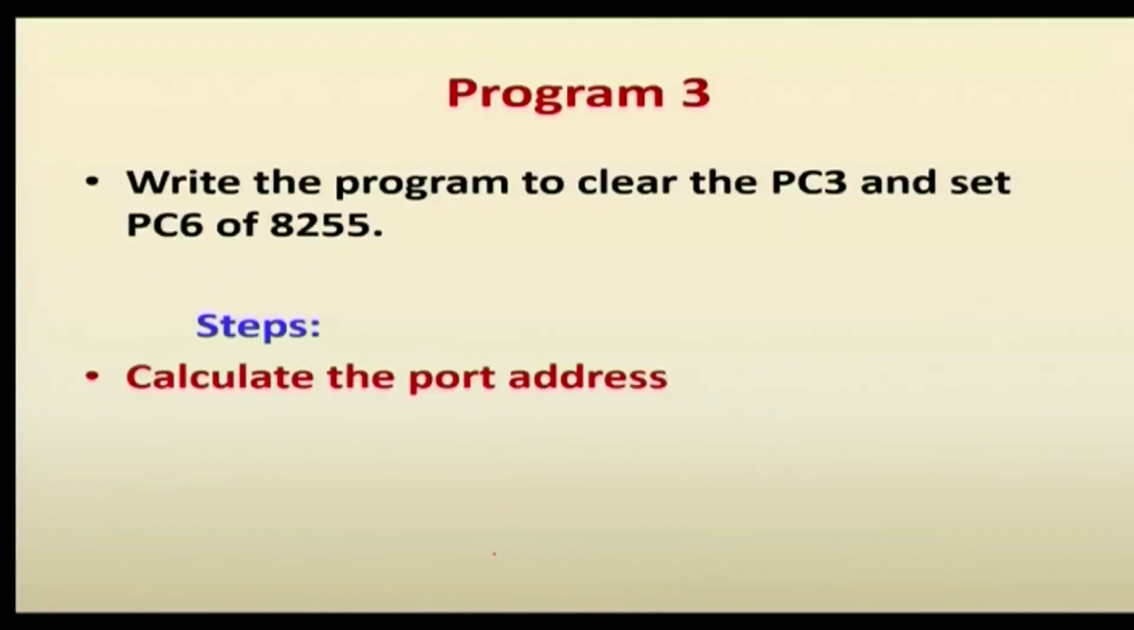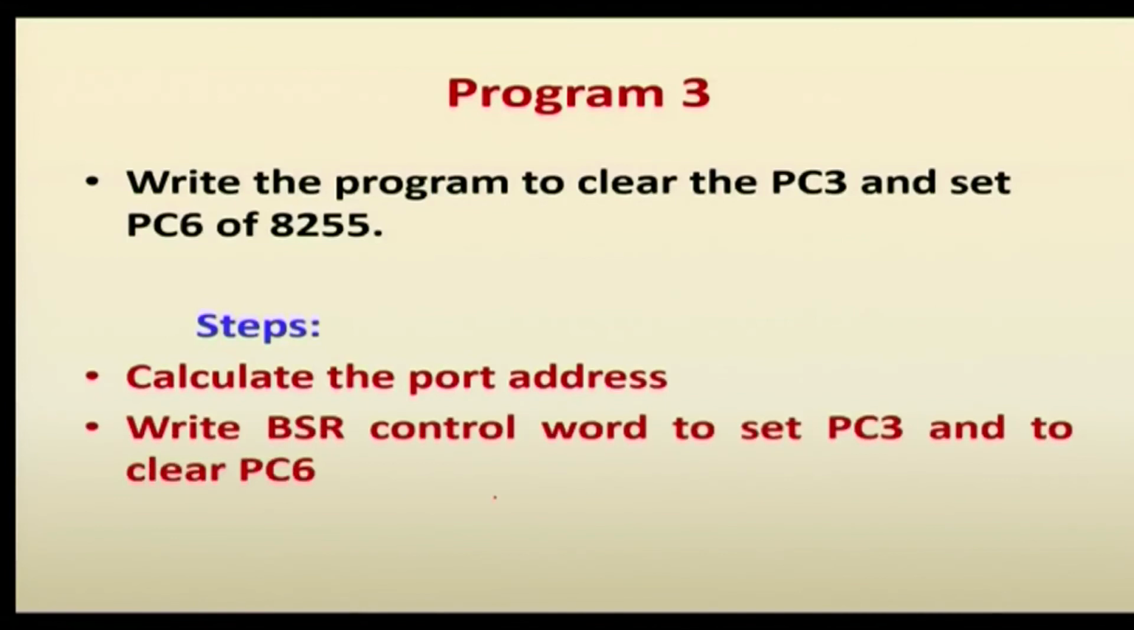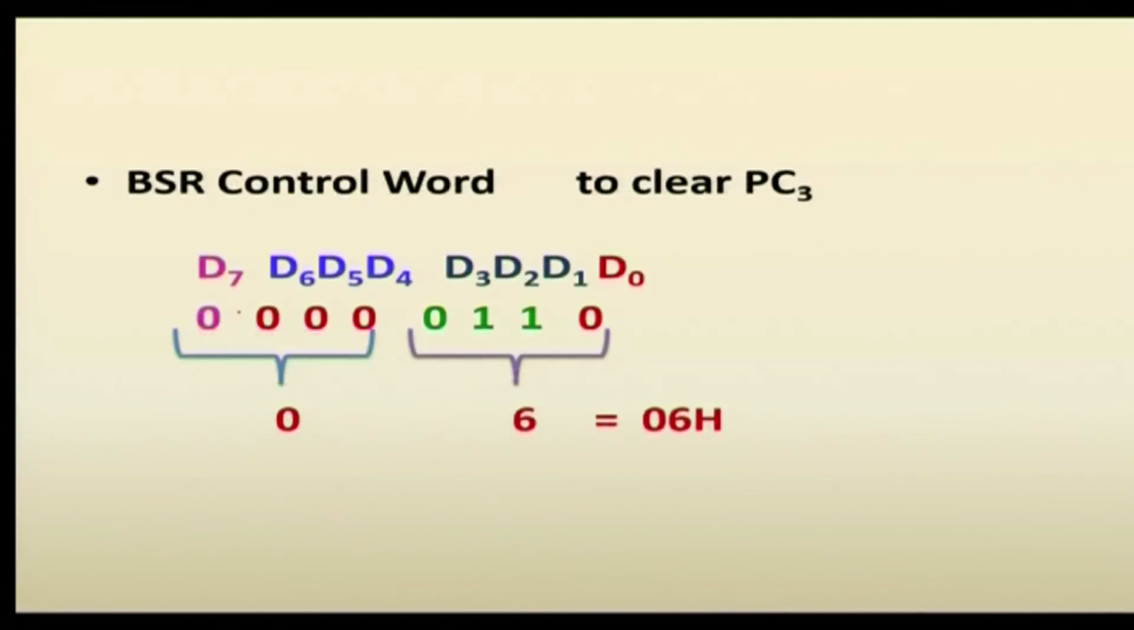The same thing, what are the steps we need to write this program? First we have to calculate the port address, then initialize the BSR control word separately for PC3 and PC6, then write the corresponding value at the port address. The steps: calculate the port address, write the BSR control word to clear PC3 and to set PC6, selecting the right operation. This is the BSR control word.